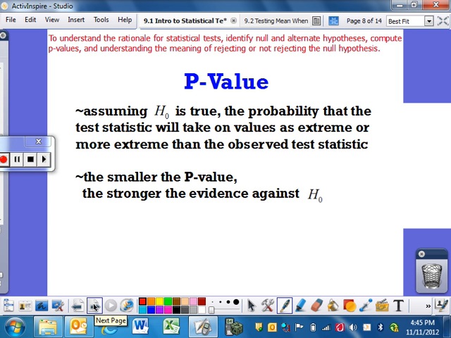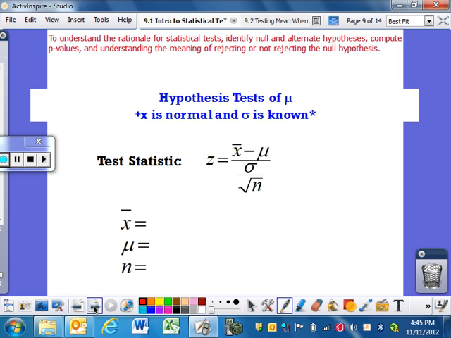So we're going to see, is it extreme? Is it beyond what we think is our limitation or our error area? Now, how do we compare this? I'd rather get to the example and then explain it to you.